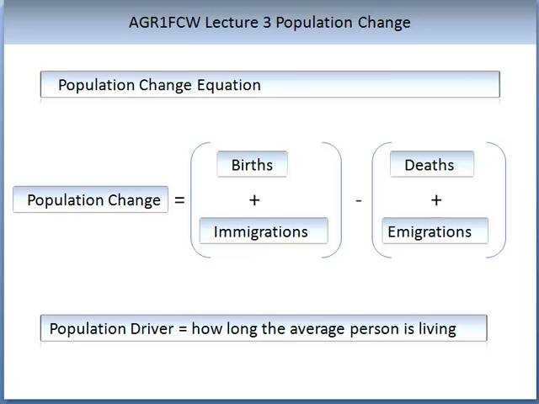The biggest change to populations in the 20th century is not necessarily the number of births or the number of deaths or the number of people moving in and out of countries, but it is actually how long the average person is living that skews this formula.